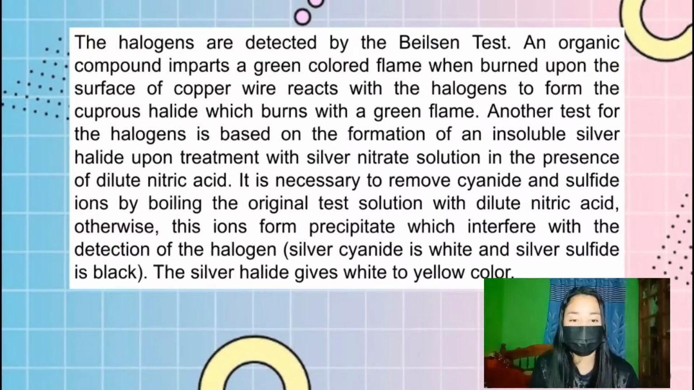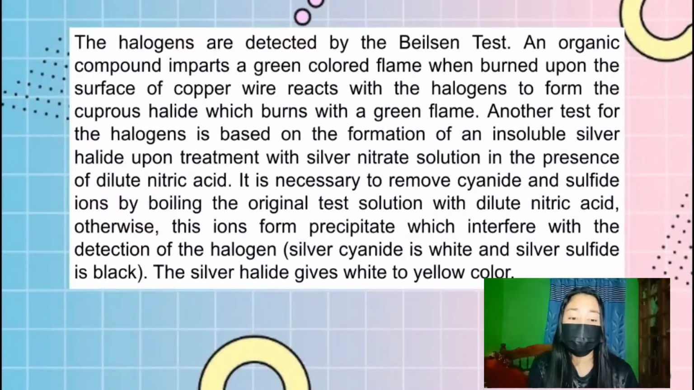The halogens are detected by the Beilstein test. An organic compound burned upon the surface of copper wire reacts with the halogens to form the cuprous halide, which burns with a green flame, imparting a green-colored flame. Another test for the halogens is based on the formation of an insoluble silver halide upon treatment with silver nitrate solution in the presence of dilute nitric acid.